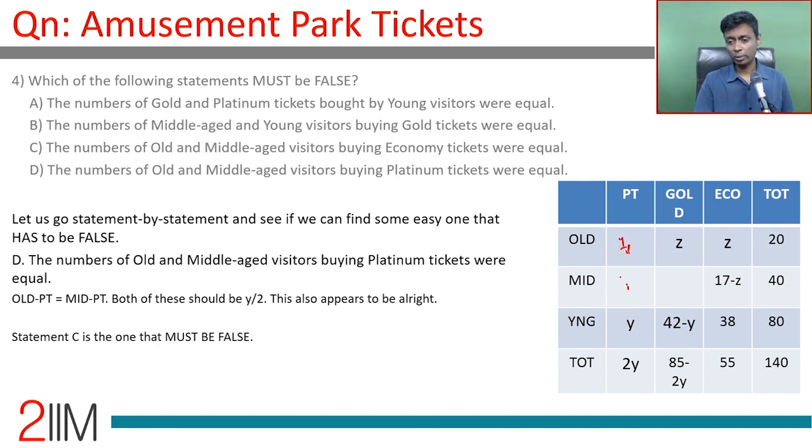y by 2 and y by 2. 20 minus 2z, 20 minus 2z. There seemed to be nothing wrong. The total seemed to be 32. Nothing wrong here either. This is a statement that is most obviously false. That's the one we are looking for.